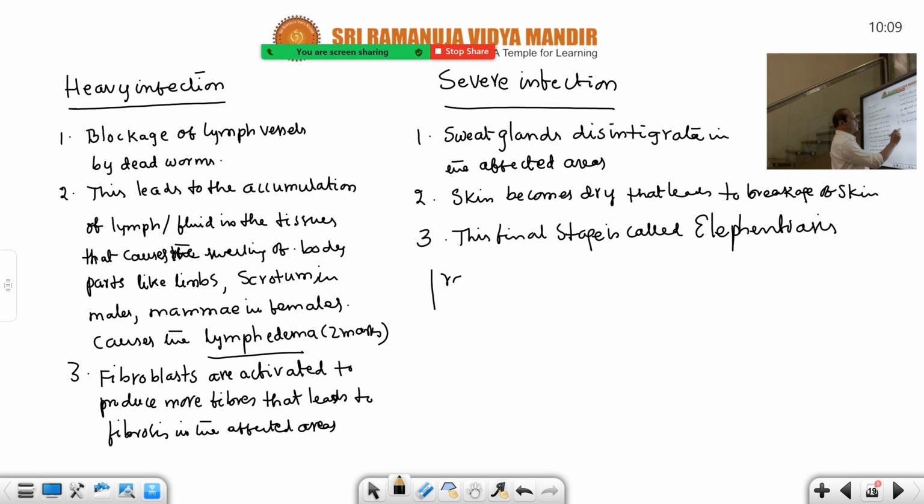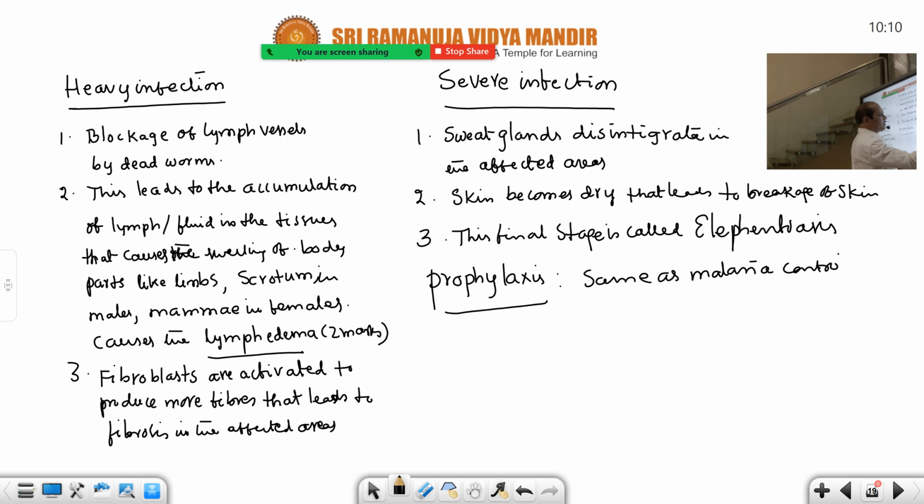Prophylaxis is the same as that of malarial control. Prophylaxis is the same as for malaria, so we need not discuss it. Only medical control we should add here. Gambusia affinis, a larvivorous fish, can be introduced. Utricularia can be introduced because these are also mosquitoes' breeding places. Pyrethrum can be sprayed. Kerosene also can be sprayed. DDT, Gammexane, BHC, all these are the same.